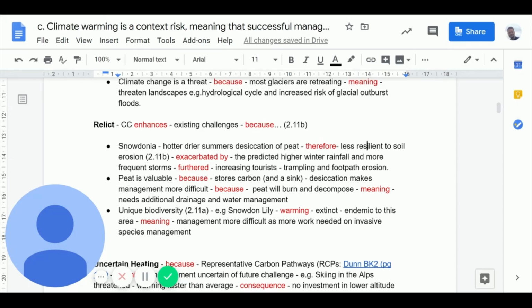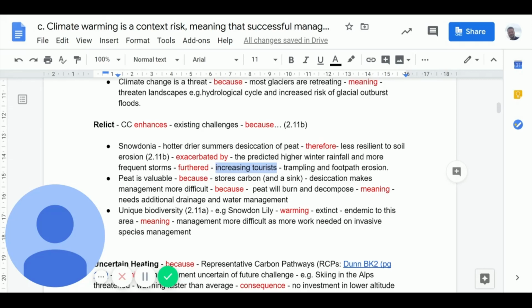And then in winter, climate change is likely to create heavier storms across Snowdonia, and more frequent storms. So that's going to increase the runoff and water runoff over the surface, which is going to take even more of this soil away. And if you combine that, that's not climate change clearly, but if you increase tourism in the area, trampling and footpath erosion is all going to increase.